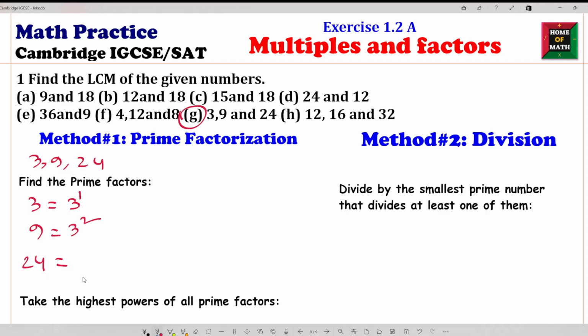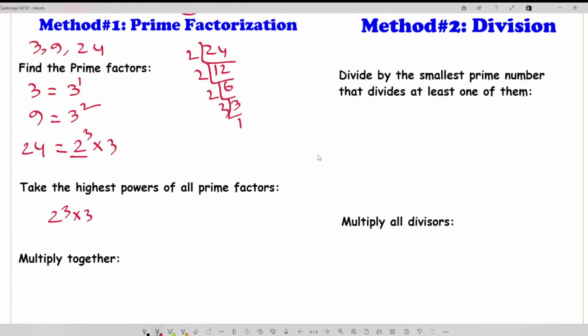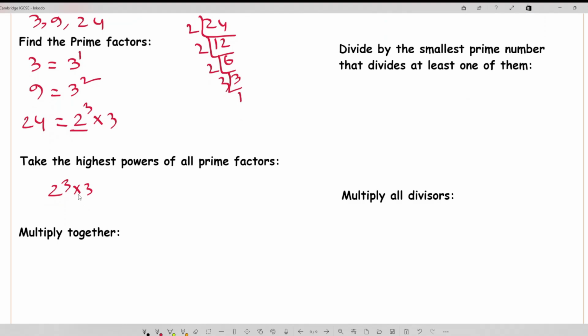24, what can we do? First divide by 2 to get 12, divide by 2 to get 6, divide by 2 to get 3, and divide by 3 to get 1. So 24 is 2 cube times 3. Take the highest power of all prime factors. So the highest power here is 2 cube and 3. Now we will multiply. So 2 cube times 3, 2 cube means 8, times 3, it will be 24.